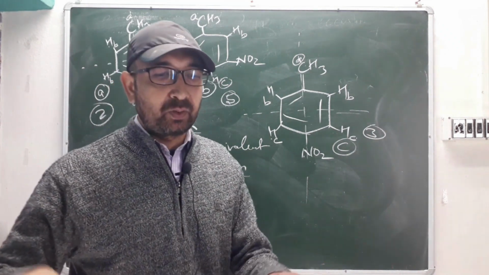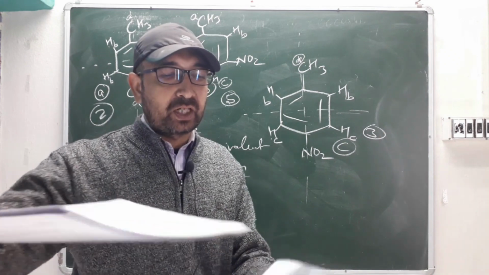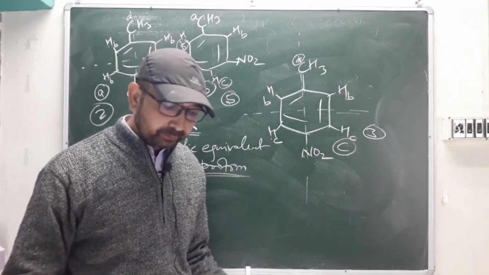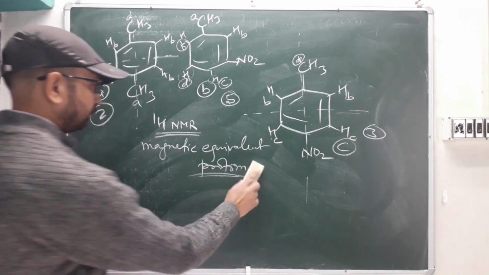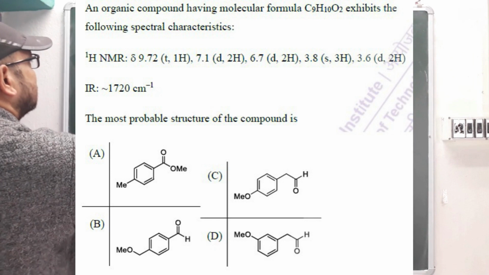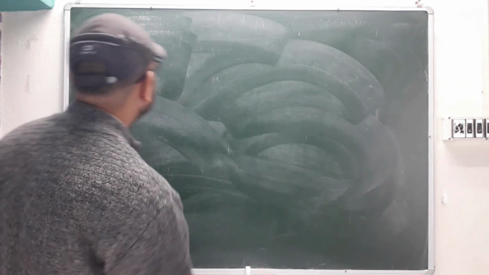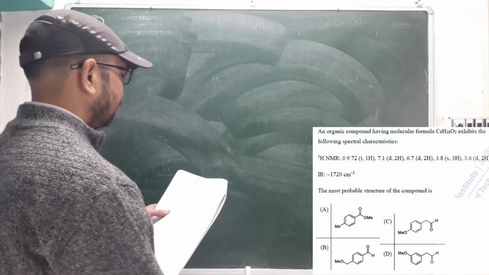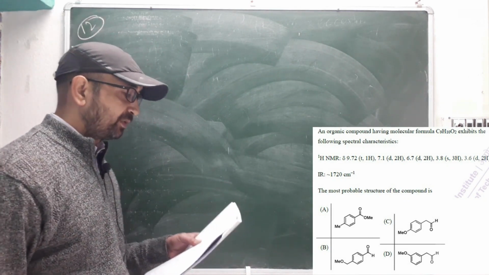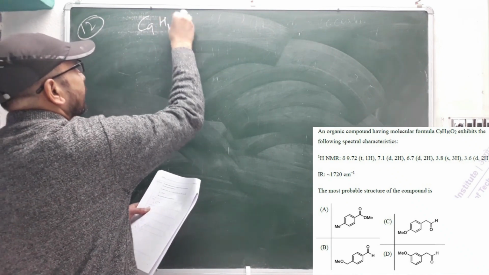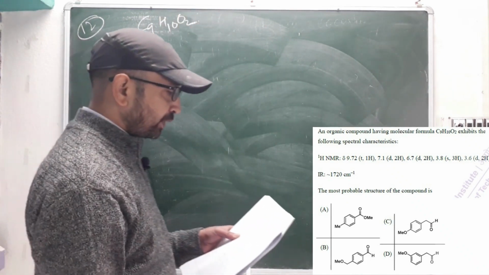So let me take one by one the questions. First question I'll take it from 2022, the question number 12. Okay, you can see in the screen. Okay, so question number 12. Any compound having molecular formula C9H10O2 exhibits the following spectral characteristic.